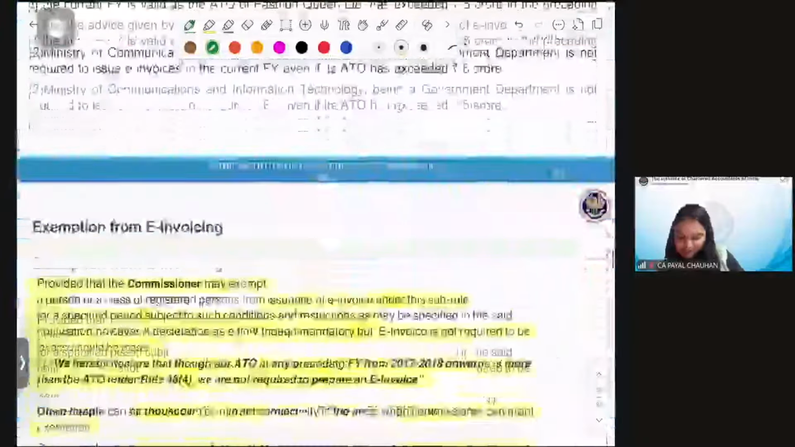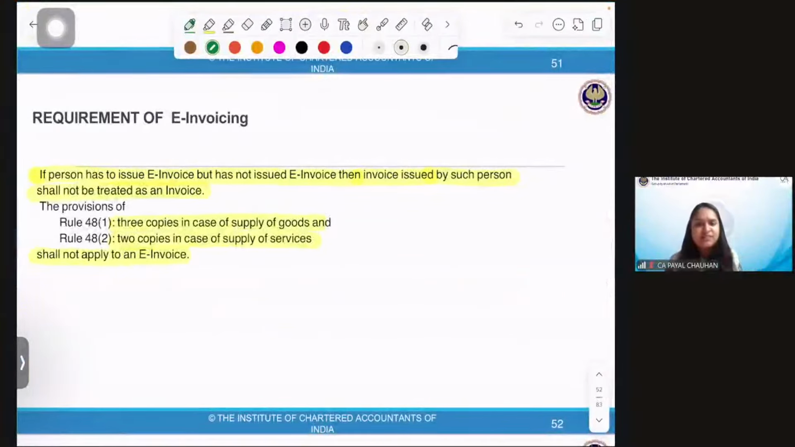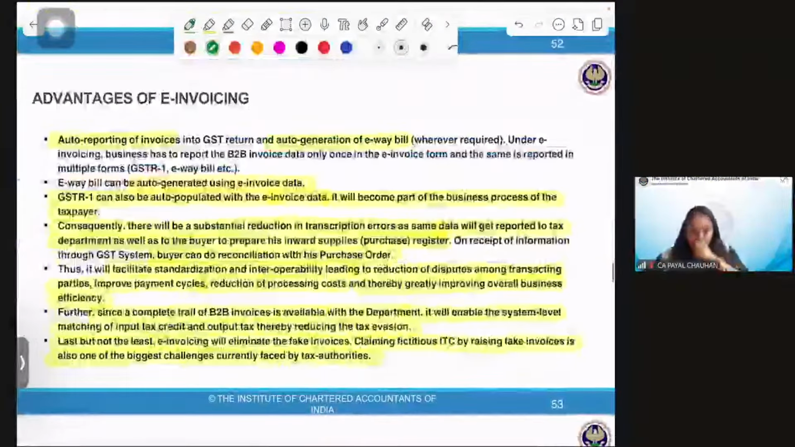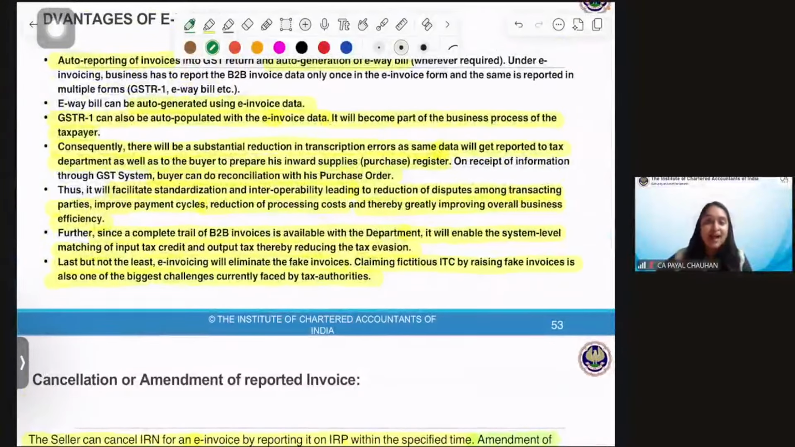Next, exemption from e-invoicing. Though I am liable to e-invoice, can the commissioner in certain specified circumstances grant me exemption from e-invoice? Yes. But I have to declare that though I am liable, but still. Perfect answer. Okay, cancellation. Can an e-invoice be cancelled by the recipient? No. Perfect. But by the supplier? Yes.